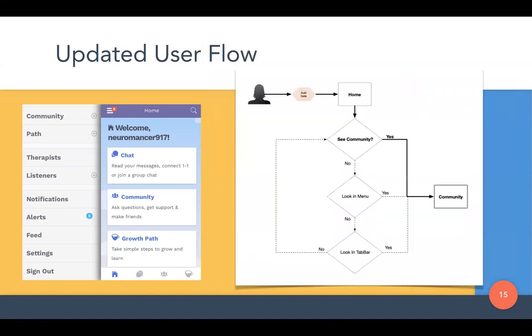To go back and look at the updated user flow, I said, okay, once I go through the auth gate, now I'm going to be on the home page rather than the path page. And from there, I could see my happy path. I can go right into community because it's right in front of me, and I could go right to that page. If I was focused on just using the tab bar, I would be able to explore from there by picking my other options. Or I could look in the menu and easily find where I am on the community screen.